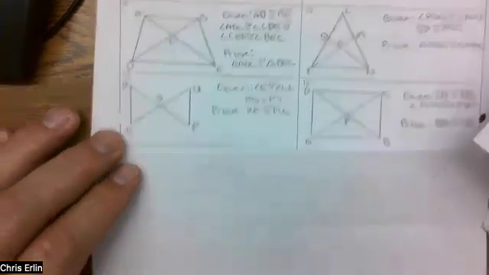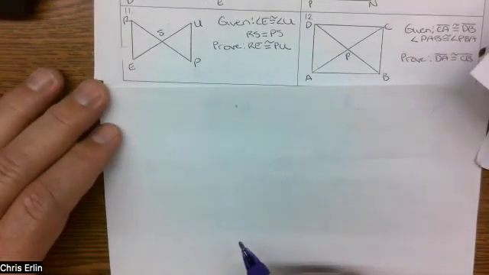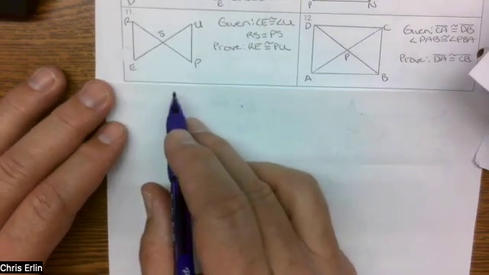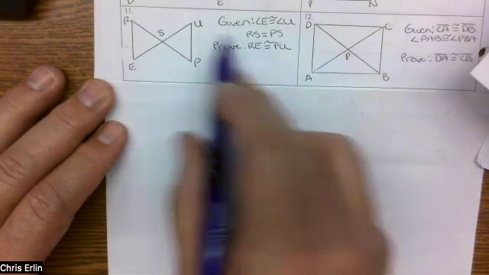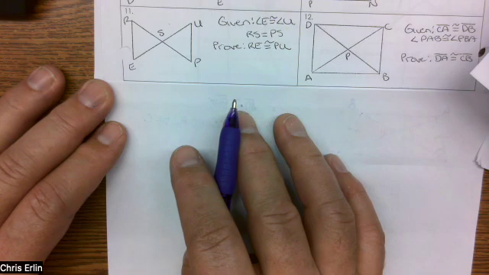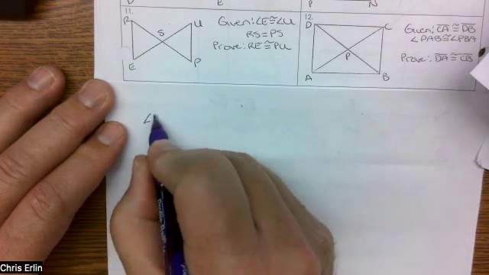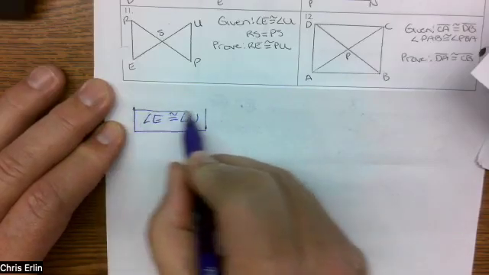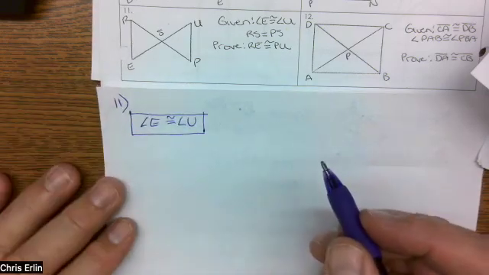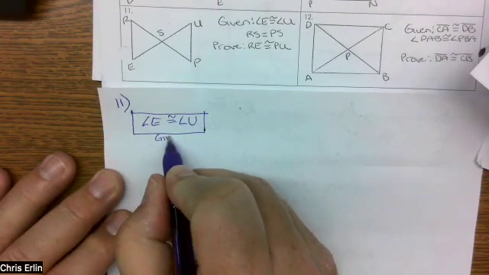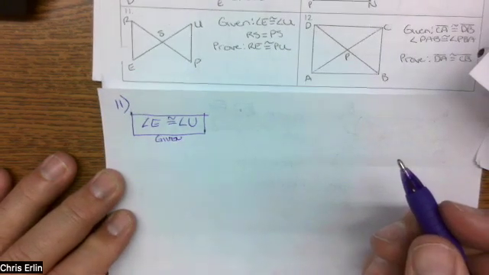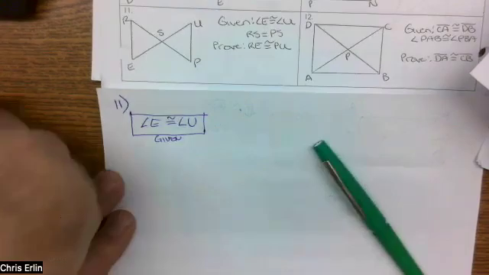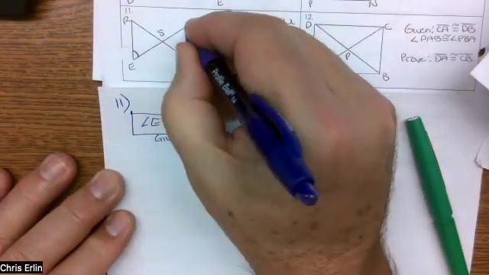And we're going to do it in a flow-proof format. So how do I start? How do I start? The given, okay? So I'm going to choose one given. Angle E is congruent to angle U. We should label this, say it's number 11, so you're keeping track of what you're doing. And underneath this, I'm going to write given. Now what? I should annotate my picture with that, shouldn't I? Angle E and angle U.